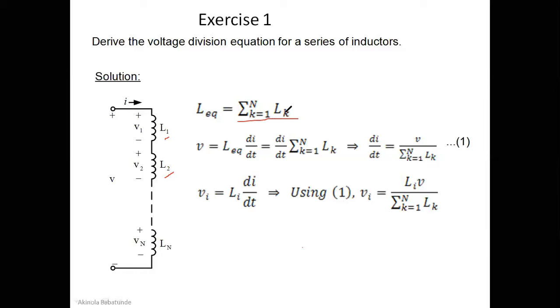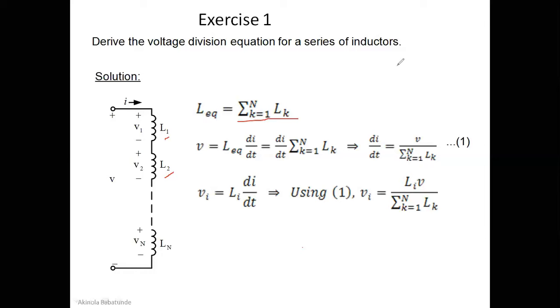So when K is 1, you have L1. When K is 2, you have L2. When K is 3, you have L3. So you have L1 plus L2 plus L3 right up to when K is equal to N. So this represents K equal to 1 right up to N, right up to the last inductor you have in the circuit. So this is the equivalent inductance in the circuit.